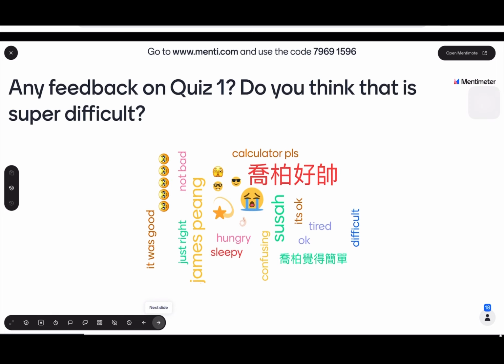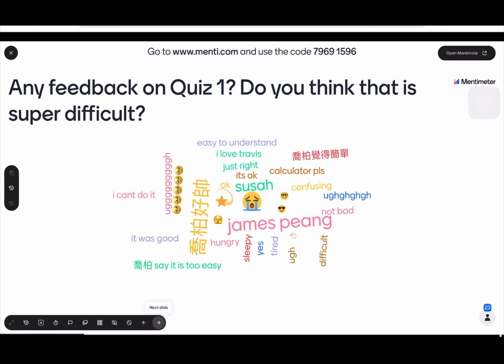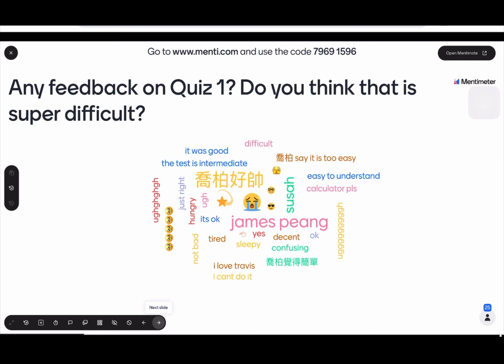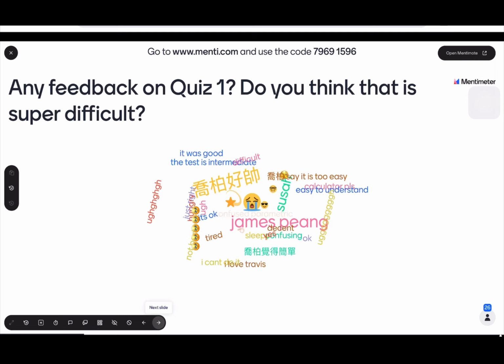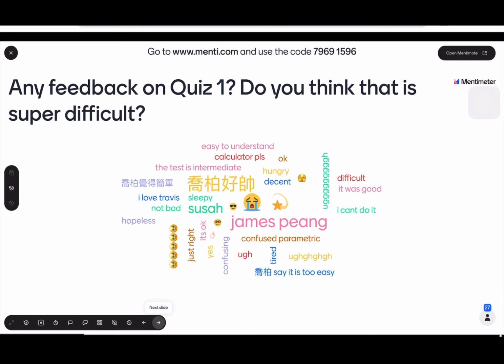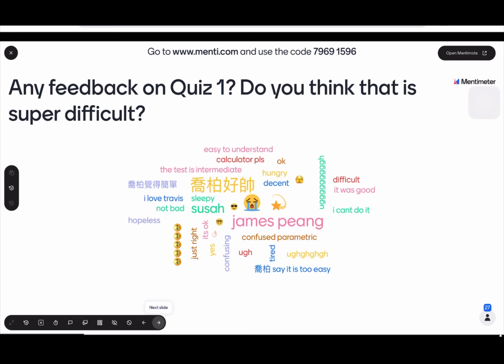Okay, difficult. I'm using an Indonesian word there. Okay. Calculator. Yeah. Yesterday's quiz, no need for a calculator. You just need to have basic mathematics. Okay. Do not rely too much on computers or robots or AI, unless you will be invaded by AI, like in Terminator. Okay. Intermediate. Okay. Easy to understand. That's good.